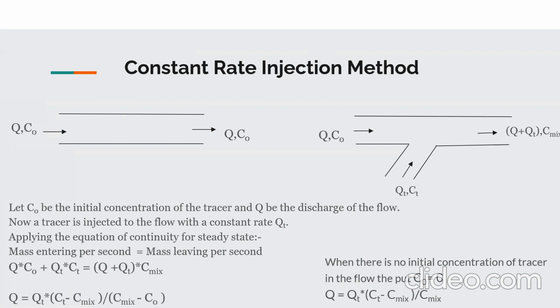to the outflow mass, Q plus Qt, the discharge at the outflow, multiplied by C mix, the concentration of the resulting mixture. By simplifying this equation, we can easily calculate the discharge Q of this flow. If there was no initial concentration of tracer present, then we can put C0 as 0.